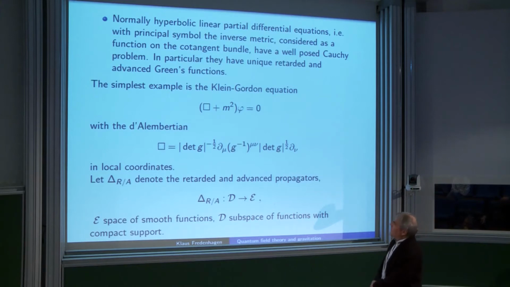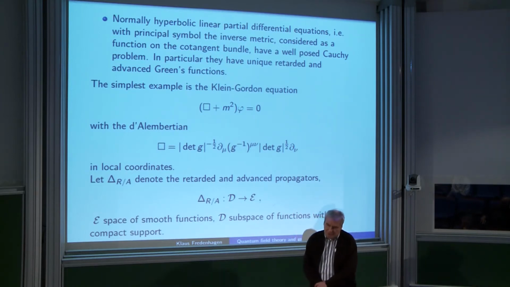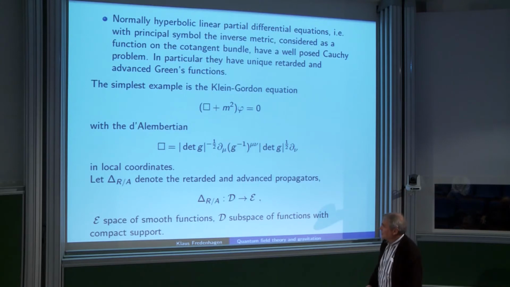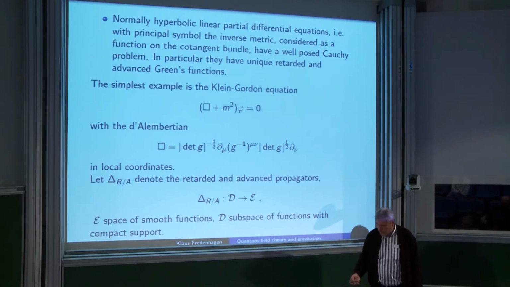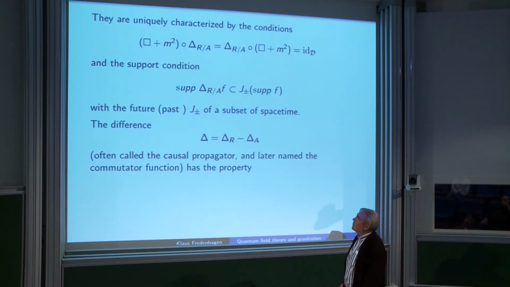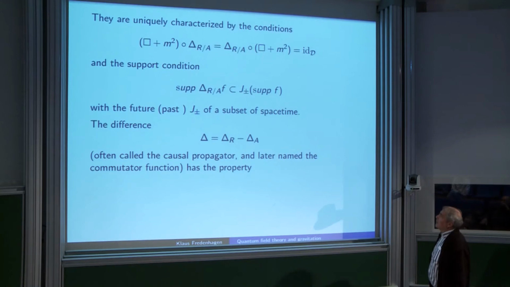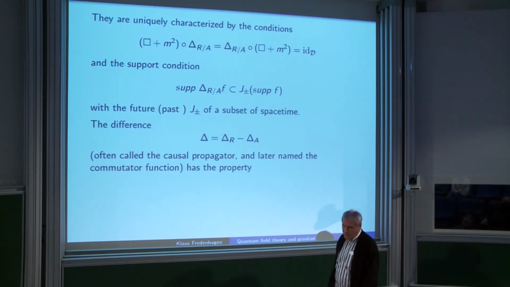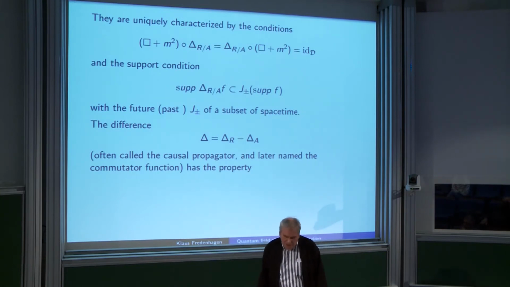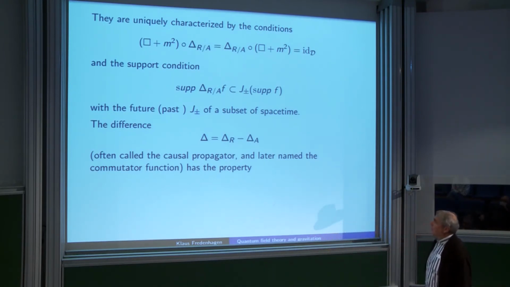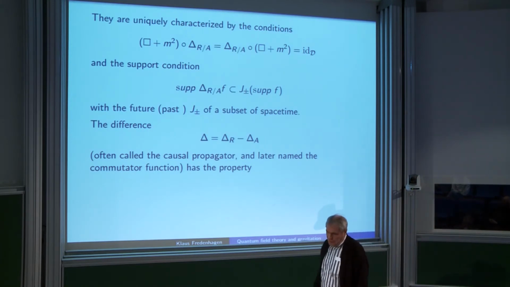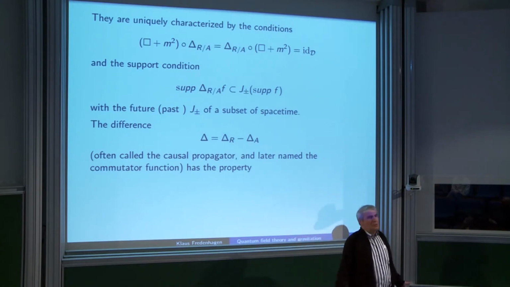Now let's look at a simple example, the Klein-Gordon equation. There we have the retarded and advanced propagators as maps from the space of test functions with compact support to the space of smooth functions. So D is the space of test functions with compact support, and E is the space of smooth functions. And they are uniquely determined as the inverses of the Klein-Gordon operator, and by the support condition that the support of Delta R f is contained in the future of the support of f, and vice versa for the advanced propagator. Now, what is crucial for the structure is that these two propagators are different.